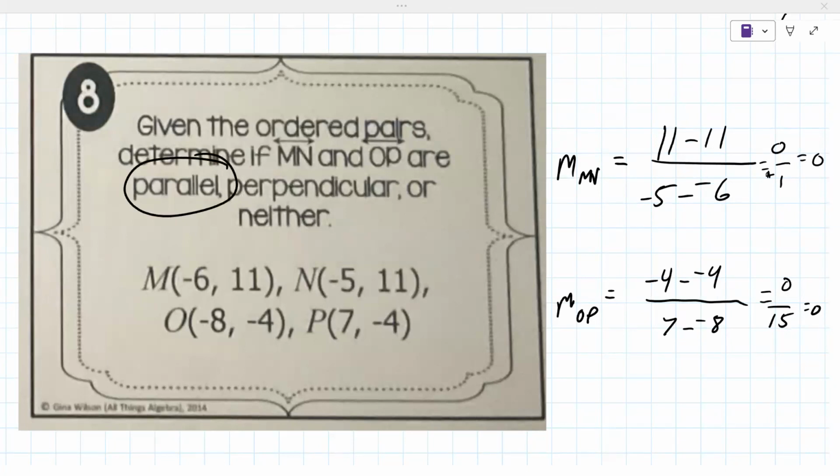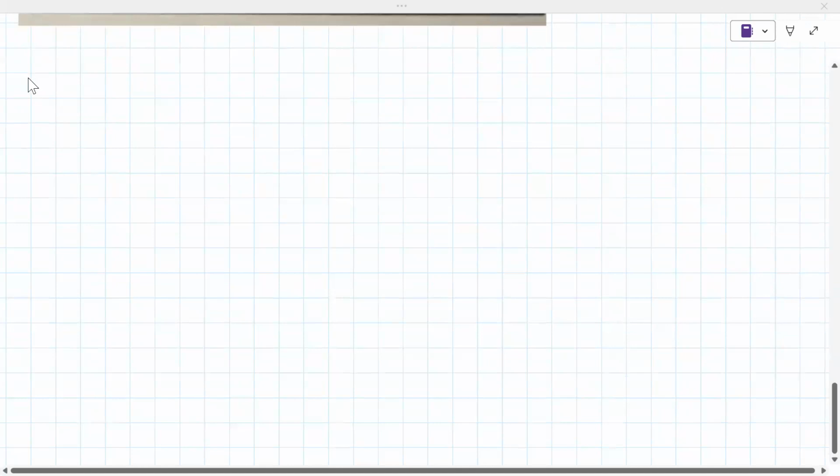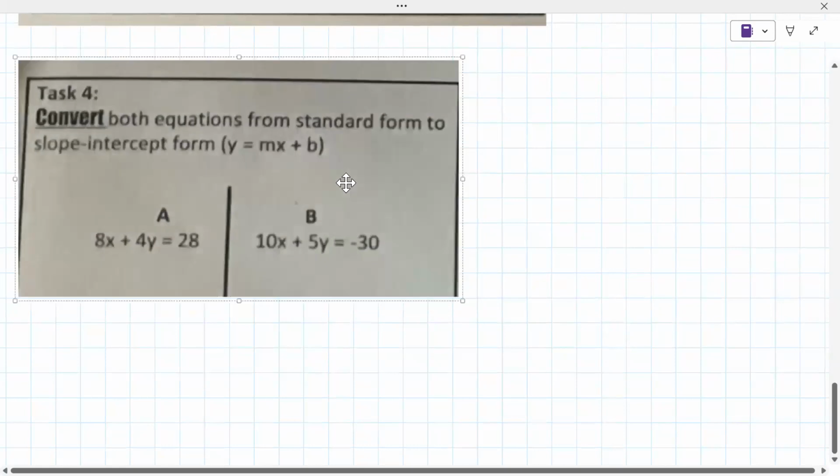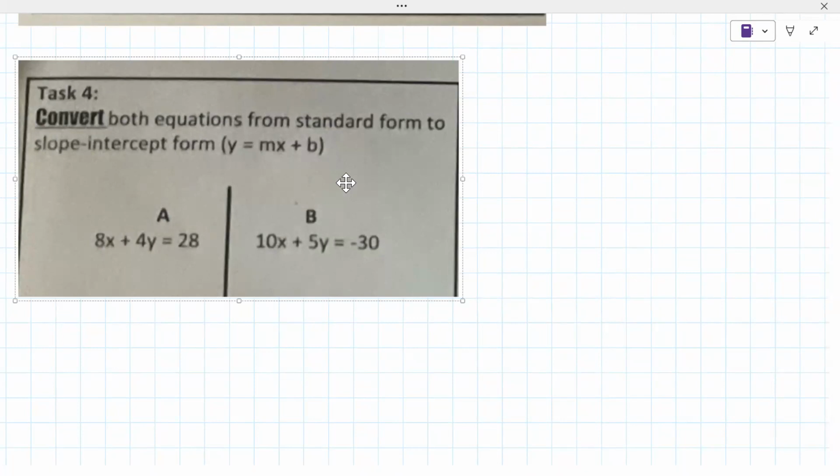Okay, let's go to task 4 and talk about how to do it. Convert both equations from standard form. We did a little bit of this the other day. We want the slope. The slope tells us whether it's parallel or perpendicular or something else. To get the slope, you really want to solve for y. I'll do B, and you can do A after I show you how to work this out.